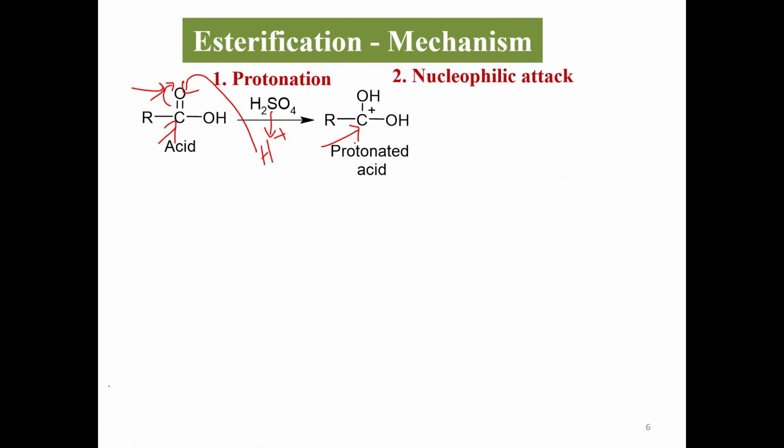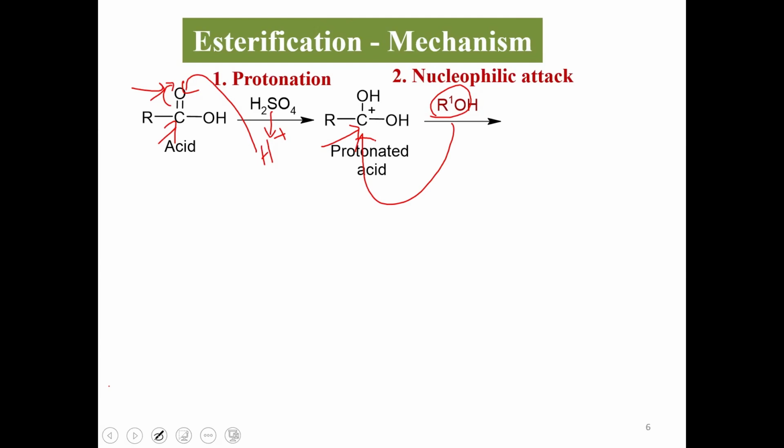Now in the second step, the nucleophile attacks. Here the alcohol molecule acts as the nucleophile, particularly the OR group present in alcohol, because oxygen has two lone pairs of electrons and is electronegative in nature. Further, the alkyl group, that is the R prime group present in alcohol, is an electron donating group. So it donates electrons towards oxygen. That is how the electron density on the oxygen of alcohol is increased. So that is how it acts as a nucleophile, and this nucleophile will be attacking the electrophilic carbon.